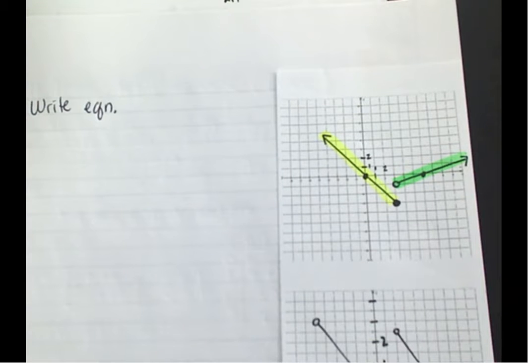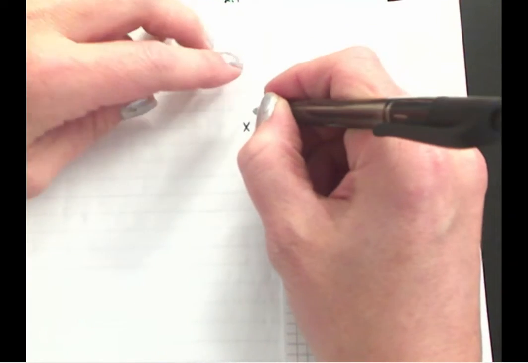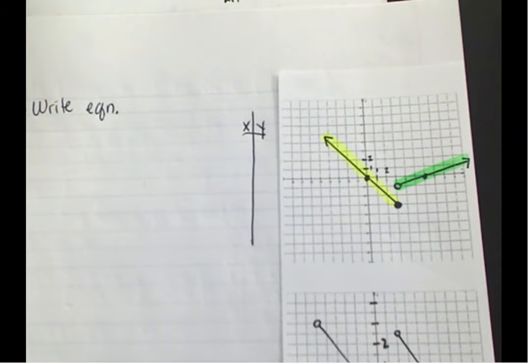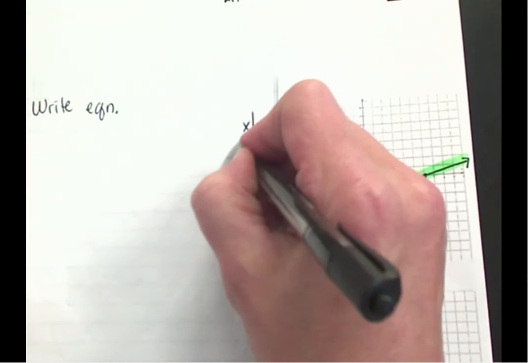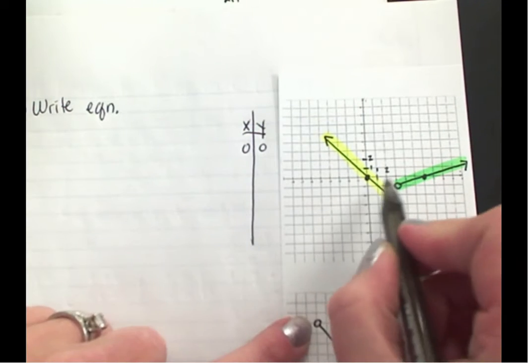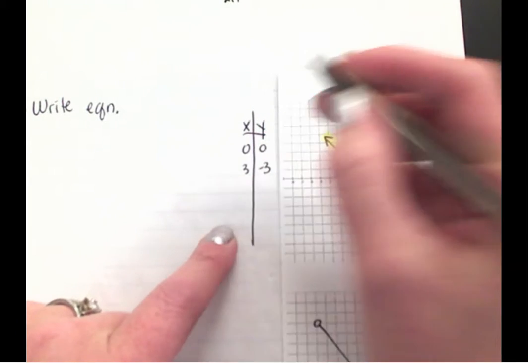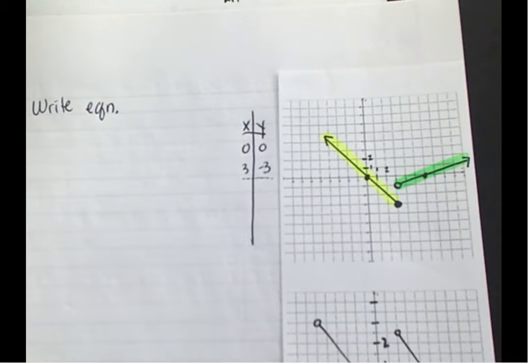But let's go ahead and write down the coordinates of the endpoints that you can see. I'm going to do mine in a table here, just because I don't want to write on top of the graph because I don't want to make it messy. I'm just going to label the coordinates that I can see. Well, I see 0, 0. And I see 1, 2, 3, -3. Dot, dot, dot. Right? Because then I get the green piece.